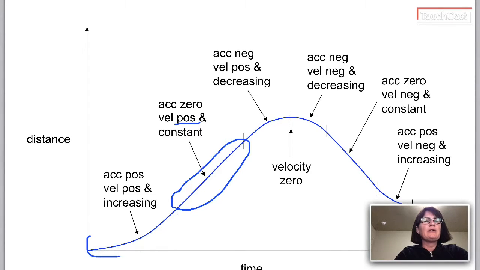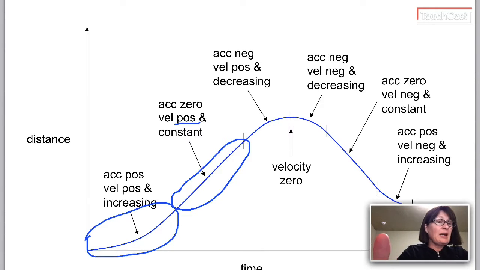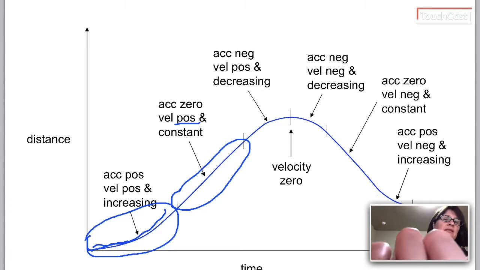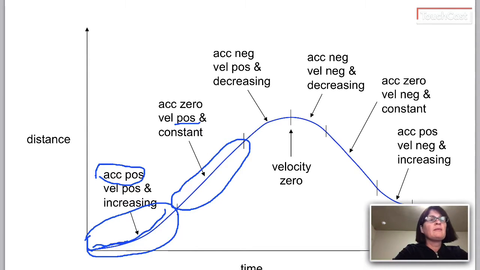Look at this section here. We already said that the velocity is positive because this function is increasing. But check this out. As time goes on, this function goes uphill and then goes even more steeply uphill. That means the velocity is increasing, which means the derivative of velocity must be positive. Well, the derivative of velocity is acceleration. So that's how we decide here that the acceleration is positive.